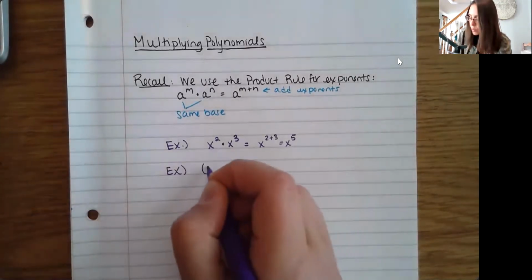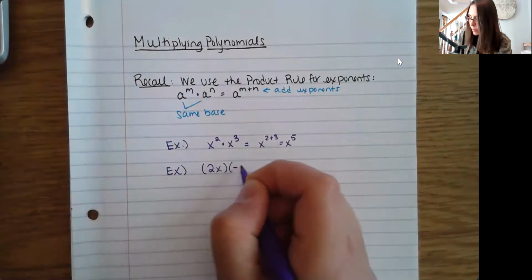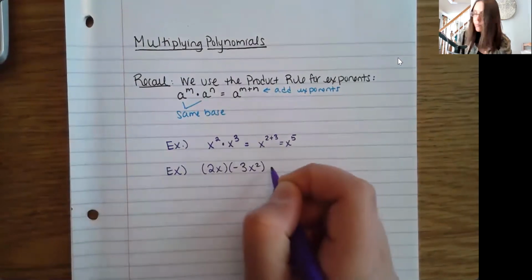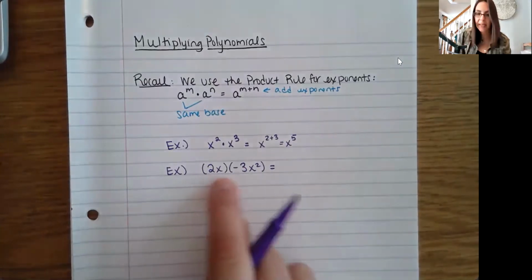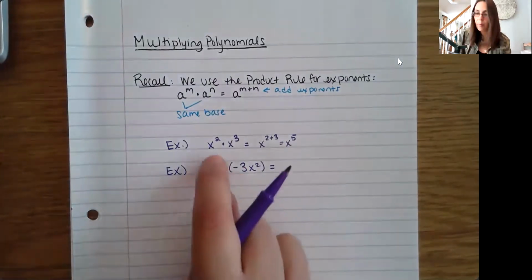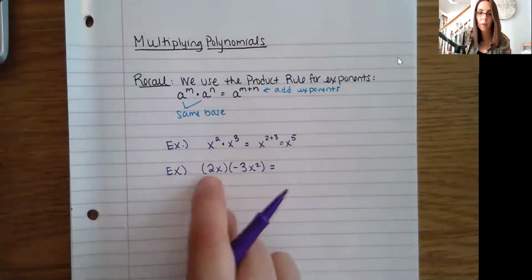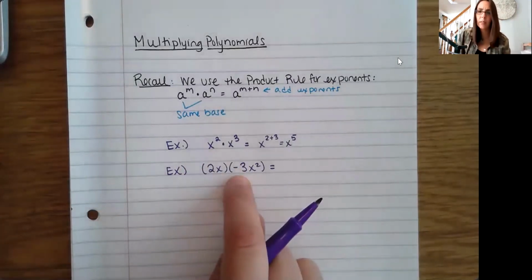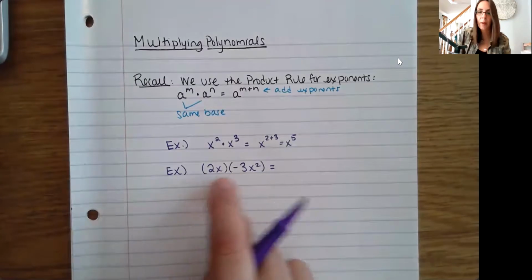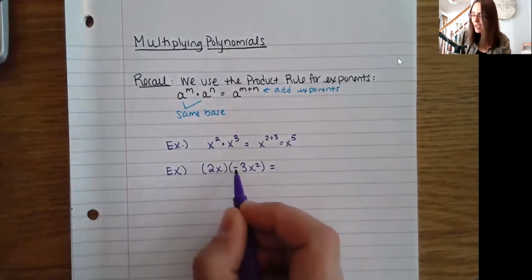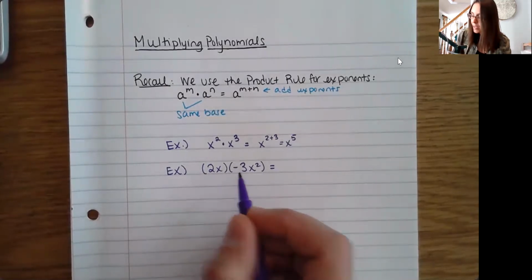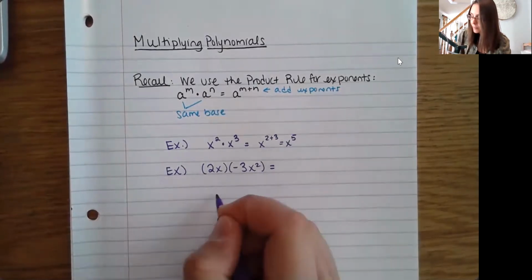Let's say I have 2x times negative 3x squared. Now, when I have numbers out front, notice that these are different bases, right? That's not the same thing like we had here where they're both x's. Here I have a 2 and a negative 3, and they also don't have any exponents. So when you just have regular numbers being multiplied, you just multiply them like regular numbers. So 2 times negative 3 here is going to be negative 6.